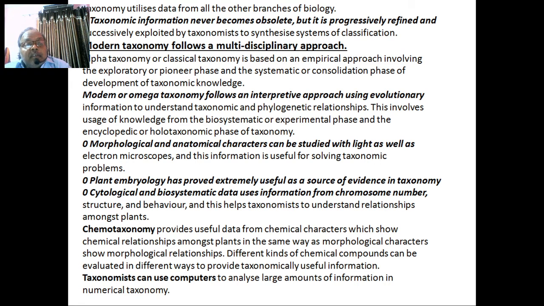This involves the usage of knowledge from the biosystematics or experimental phase and the encyclopedic or holotaxonomic phase in taxonomy. Morphological and anatomical characters can be studied with light as well as electron microscope, and this information is useful for solving taxonomic problems. Plant embryology has proved extremely useful as a source of evidence in taxonomy. Cytology and biosynthetic data use information from chromosome number, structure, and behavior. Chemotaxonomy provides data from the chemical characteristics.